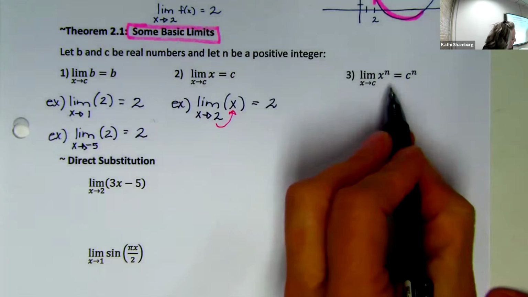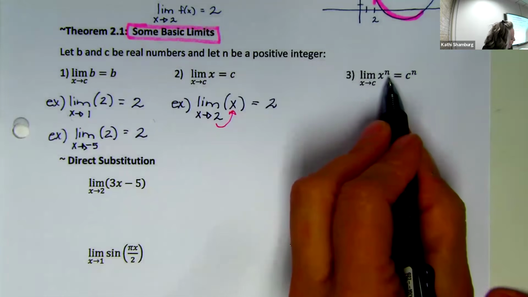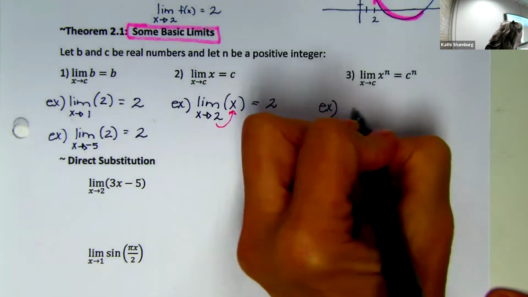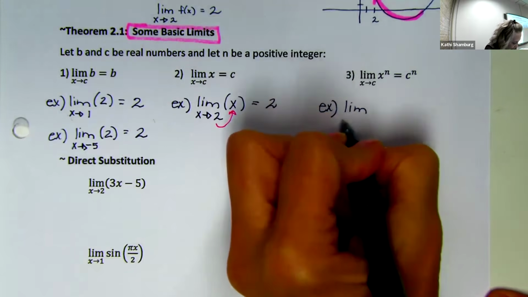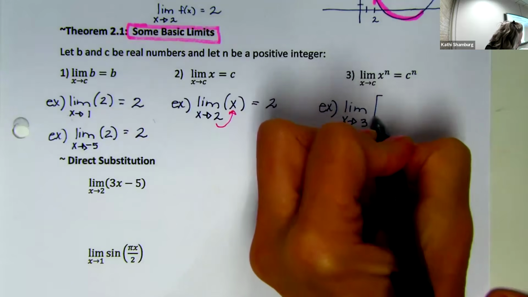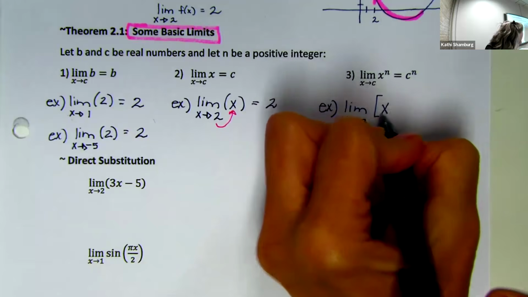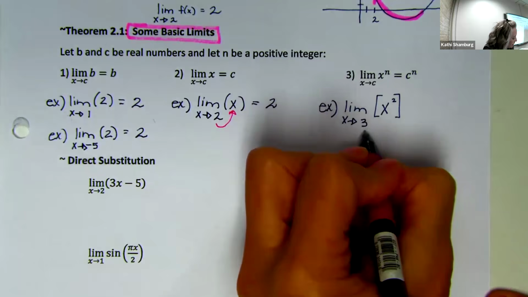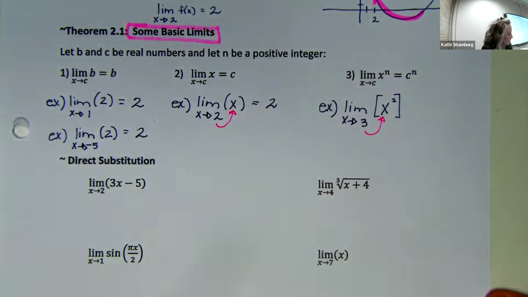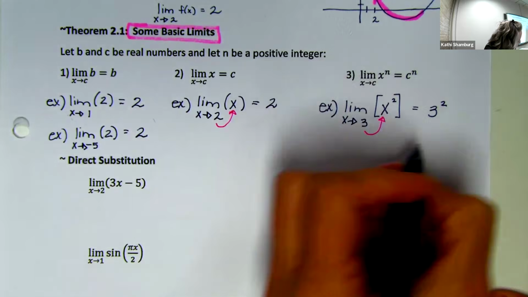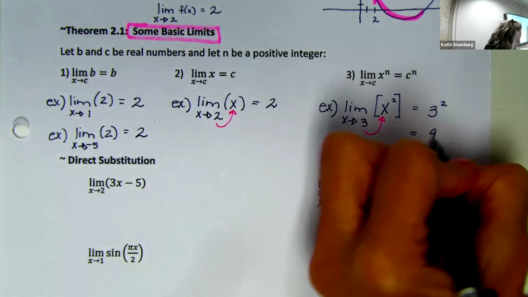All right, notice we have x raised to some power. So what would this example look like? If we said the limit as x approaches 3 of, say, x squared, again, all you're doing is direct substitution. So you would just do 3 squared. So your limit is 9.